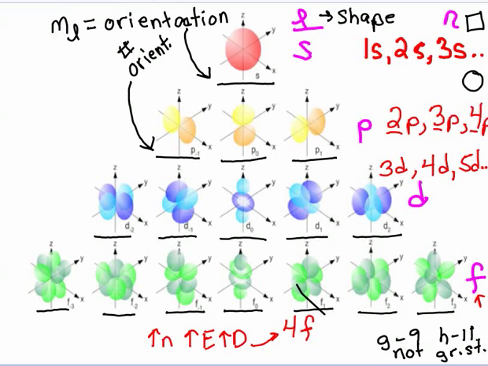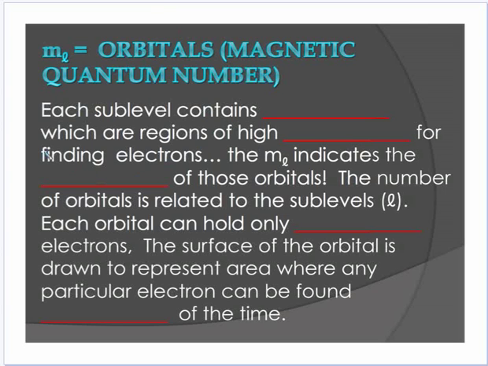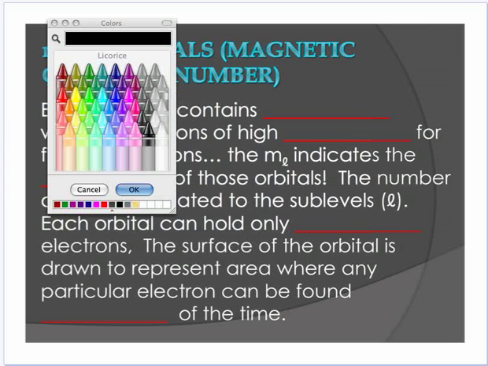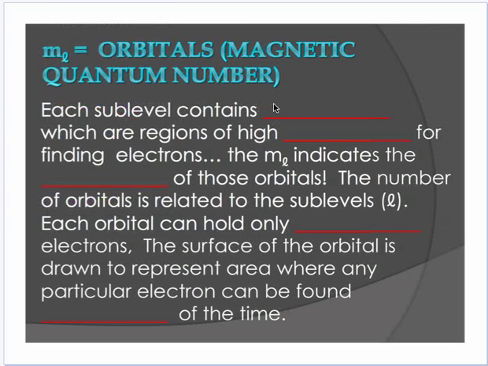So now we're really getting close to being able to build up a model of that elusive little electron. So let's recap here. Each sublevel contains orbitals. I wish we didn't call them orbitals, but we do.